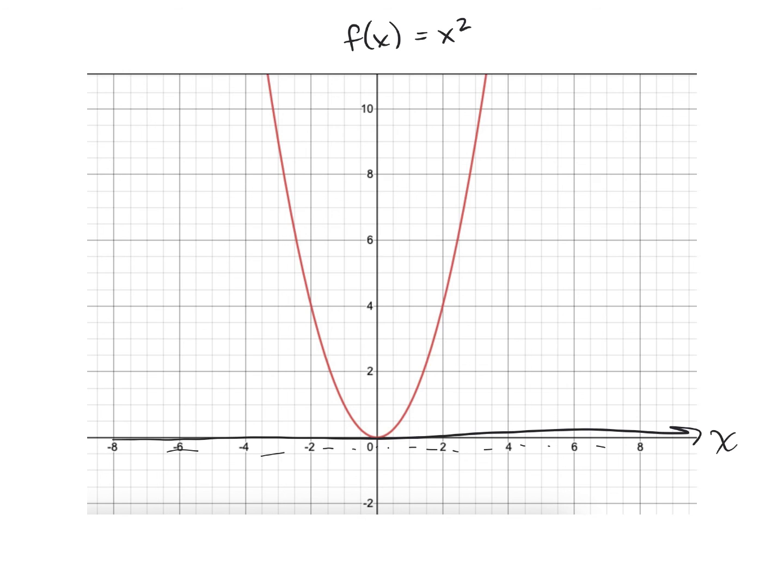Now, when we talk about the range, those are all the corresponding output values. So hopefully you can see here that the output values, the y-coordinates, go from 0 and go up to positive infinity. So that's how we define the range as being equal to 0 or greater than 0.